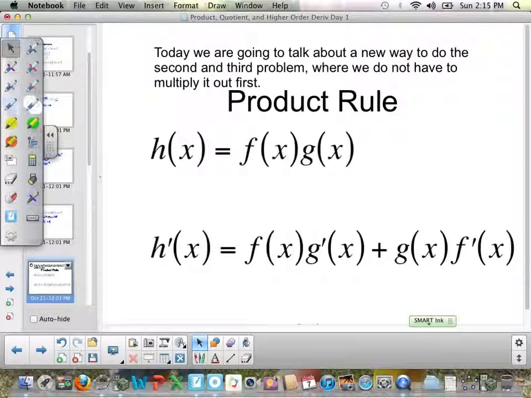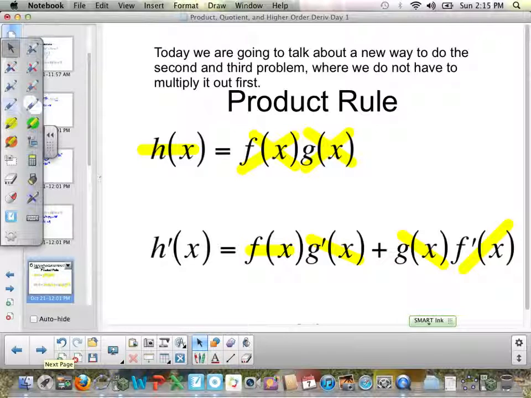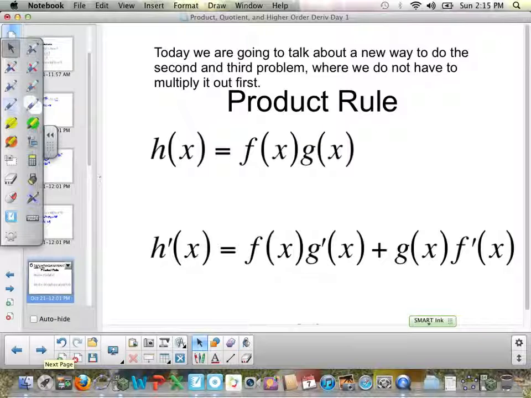The product rule says if we have a function, h, that is a multiplication of two functions, f and g, we can find the derivative of h. H prime is the first function times the derivative of the second function plus the second function times the derivative of the first function. Or if h of x equals f of x times g of x, h prime is f of x times g prime of x plus g of x times f prime of x. There's a handy little proof in your book if you'd like to see a little proof of this.